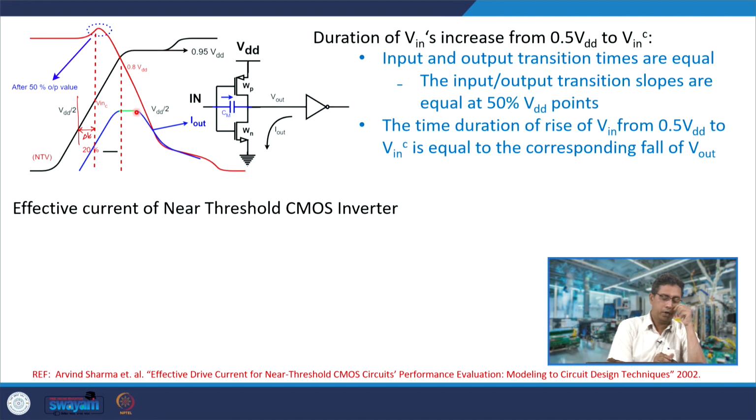So, for the input to rise from VDD by 2 to V in C, if we see an equal amount of fall in the output, both should take the same time. So, we estimate the latter: whatever is the magnitude of change from the input changing from VDD by 2 to V in C, for the same magnitude of change of output voltage, how long does it take? We equate both of them and thereby estimate this delta T, and then add it to T1 and T2 to obtain the total delay.